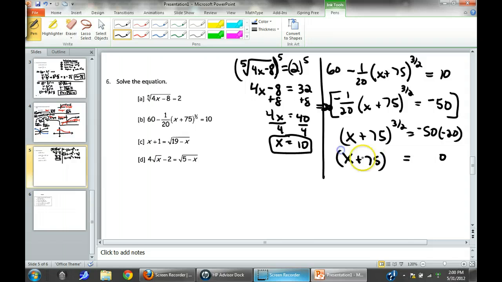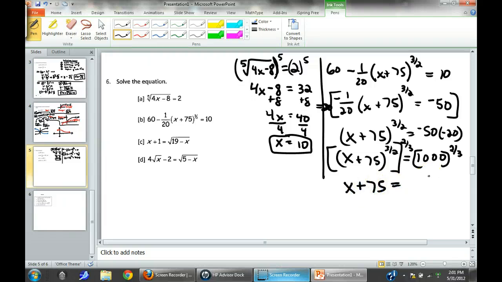Next up, raise to the 2/3 power, the reciprocal power. So that would take care of the exponent. And we need to do it to 1,000, 1,000 to the 2/3. That is what x plus 75 is.